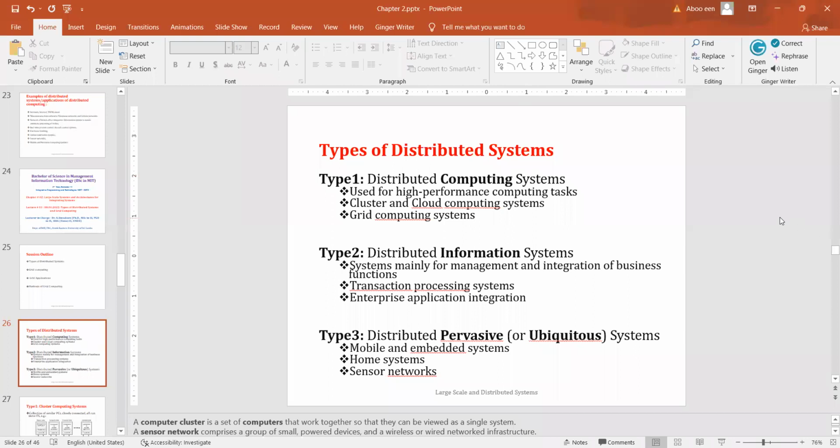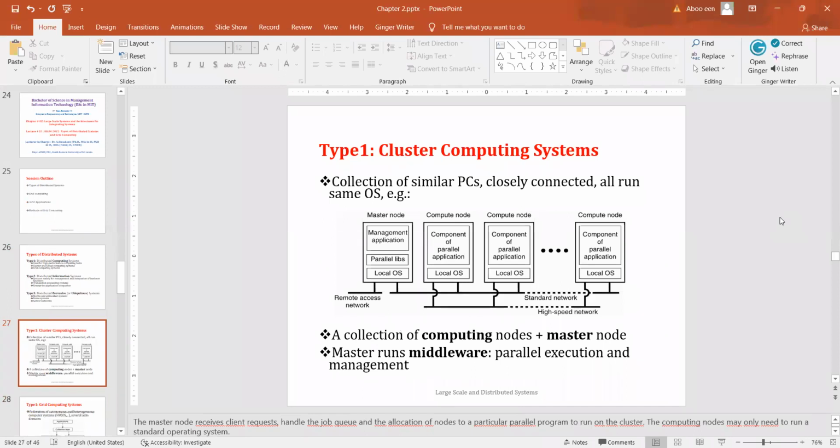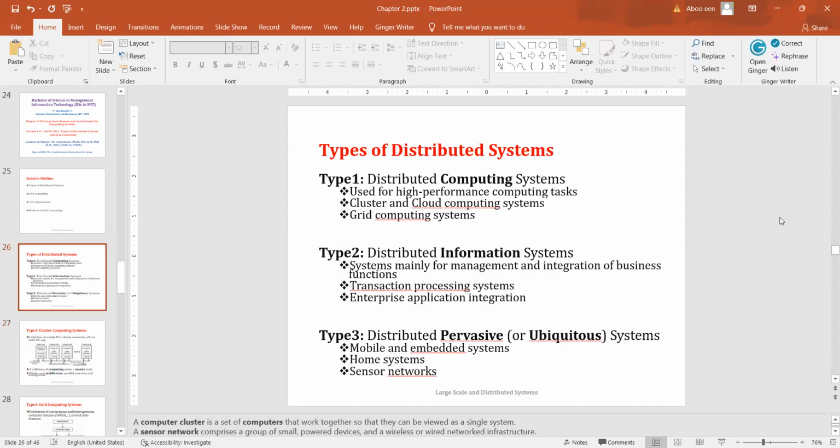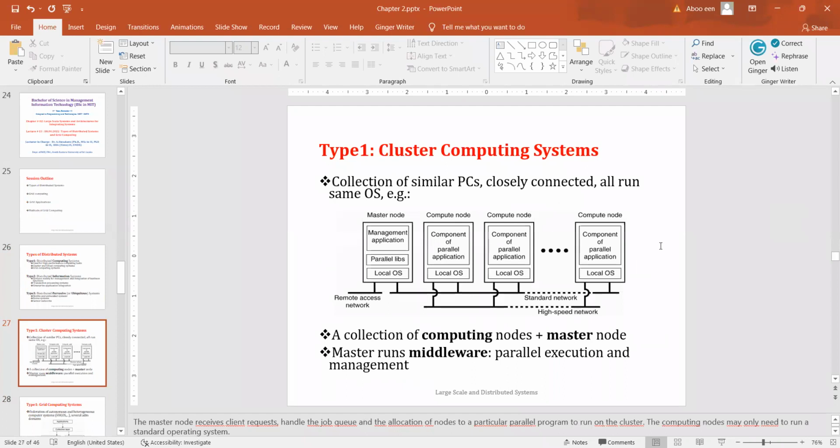Okay. We looked at three major types of distributed system. Now we are going to discuss these three distributed systems in detail. Type 1: cluster computing systems. Cluster computing is one type of distributed system under type 1. It is a collection of similar pieces, closely connected, all run on the same operating system.